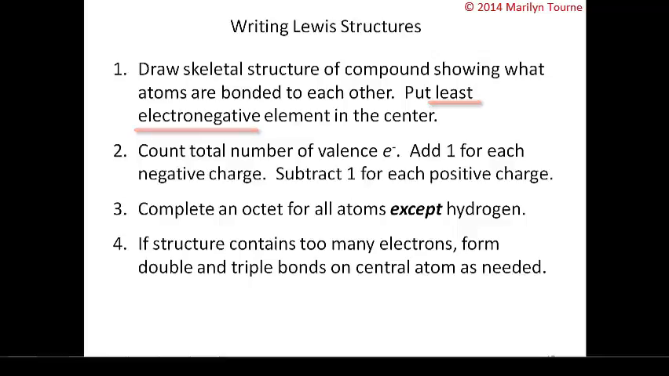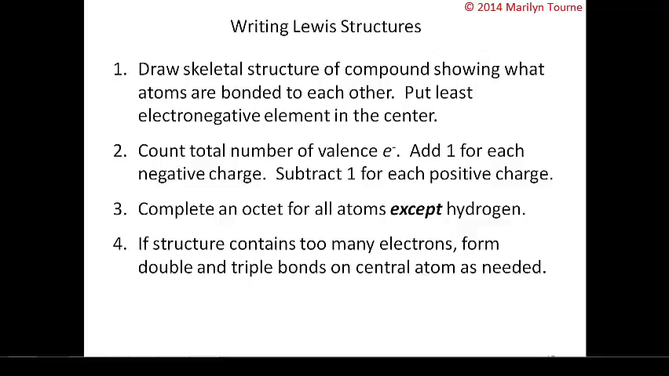Number 2, you would count the total number of valence electrons that everybody participating in that compound has. So for example, if you have water, which is H2O, you would have to take the 6 valence electrons of oxygen and the 1 valence electron from both of the hydrogens. So in total, you would have to account for 8 valence electrons.